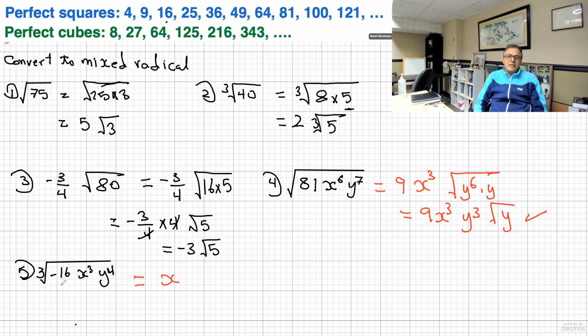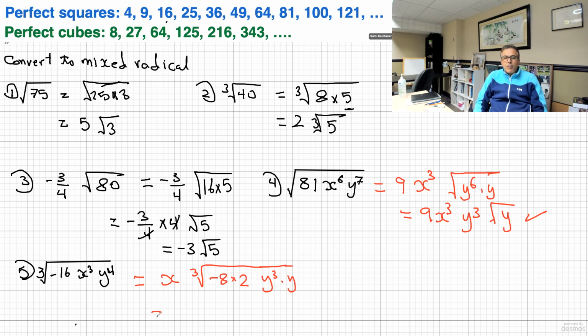Cube root of -16, you cannot do it because it's not a perfect cube, and the y to the 4 also is not a perfect cube. You cannot do it either. So what I'm gonna do though, I'm gonna put the cube root there. The -16, I'm gonna change it to -8 times 2, and y to the 4, I need to change it to y cubed times y.